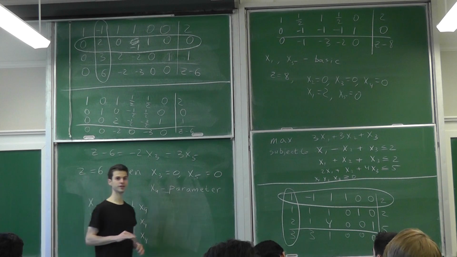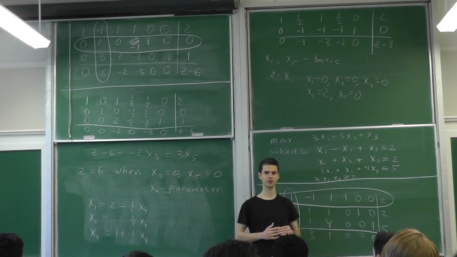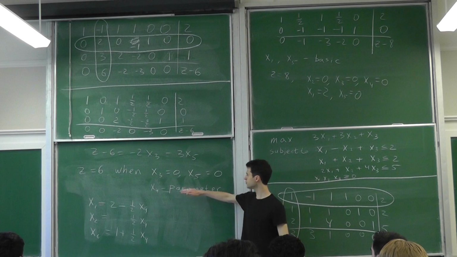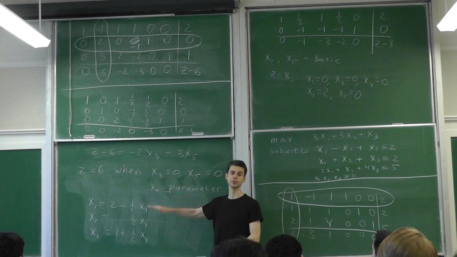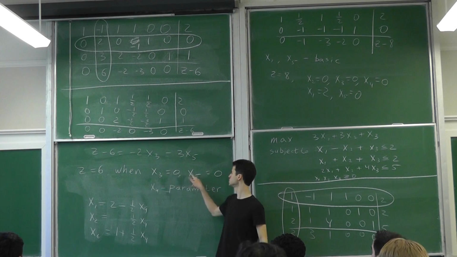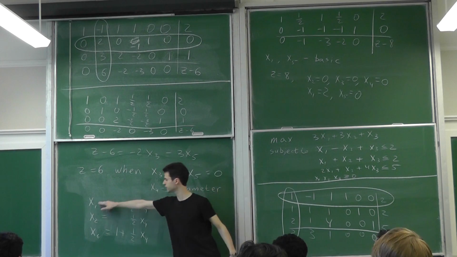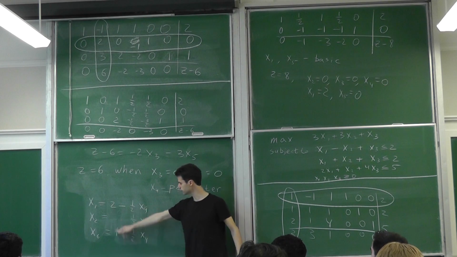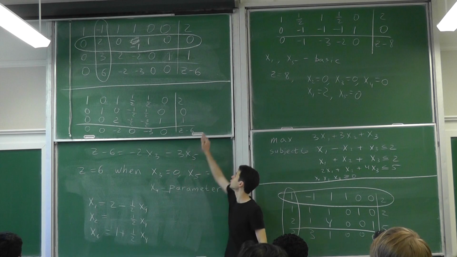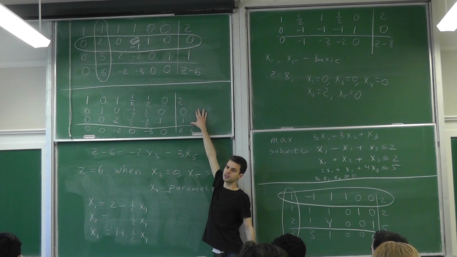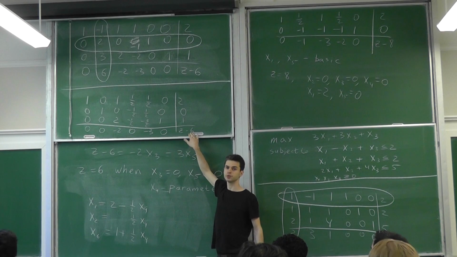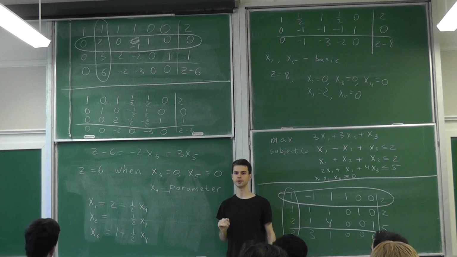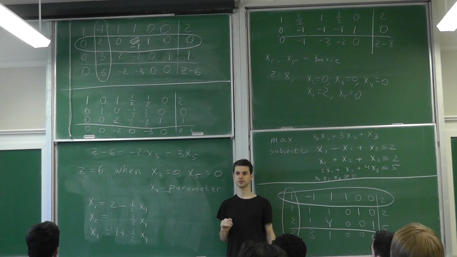Okay, so did I solve my problem completely now? So indeed, if I set x4 to be any number, x3 equal to 0, x5 equal to 0, and x1, x2, x6 equal to these expressions, all these constraints will be satisfied. This will indeed be equalities, and z will be equal to 6. Did I solve my problem? No. Why not?